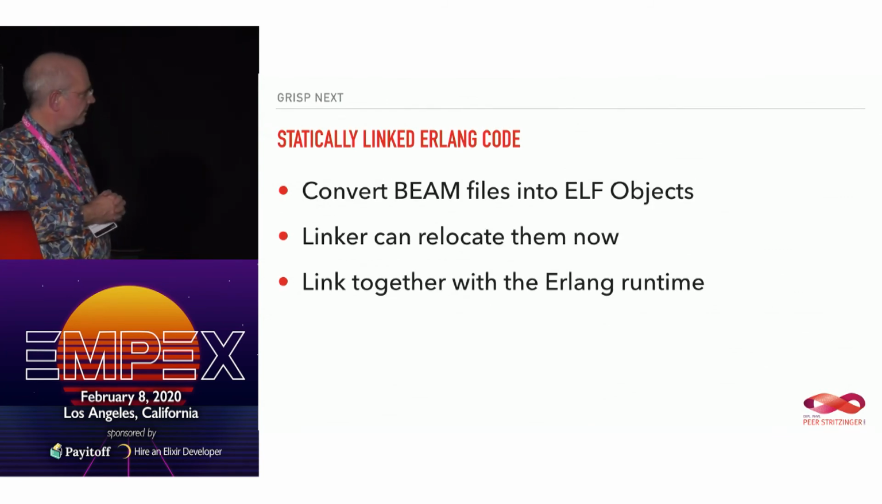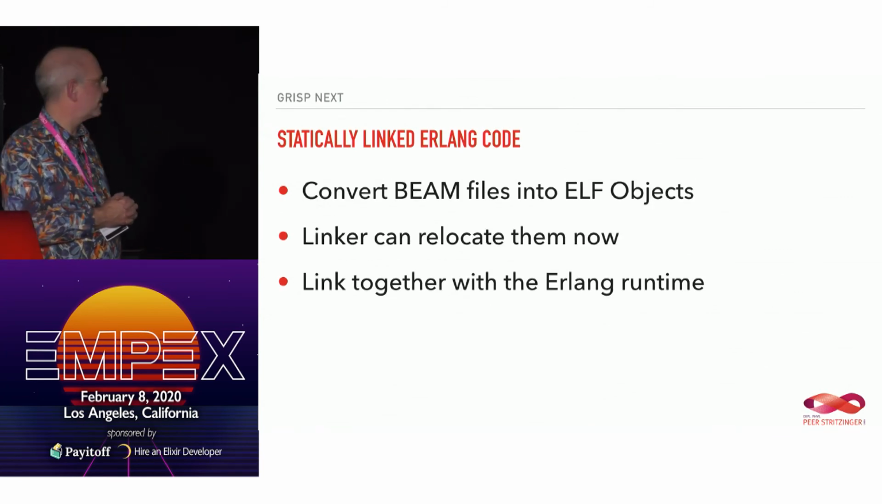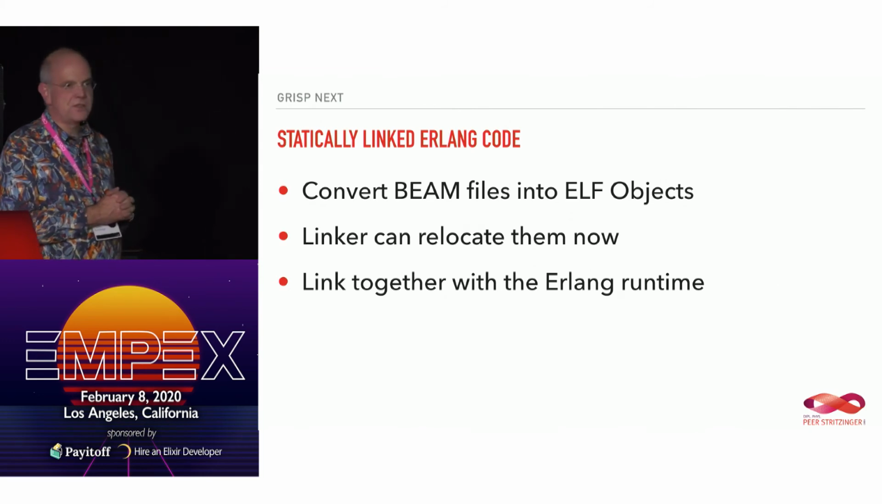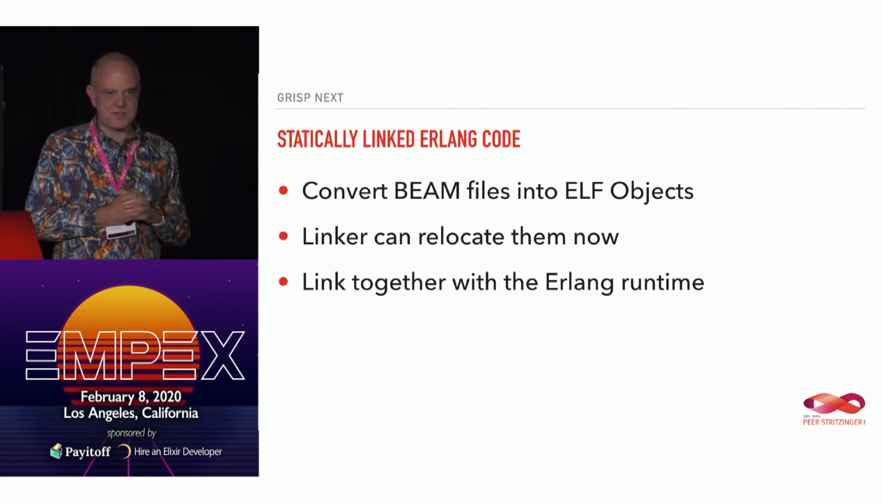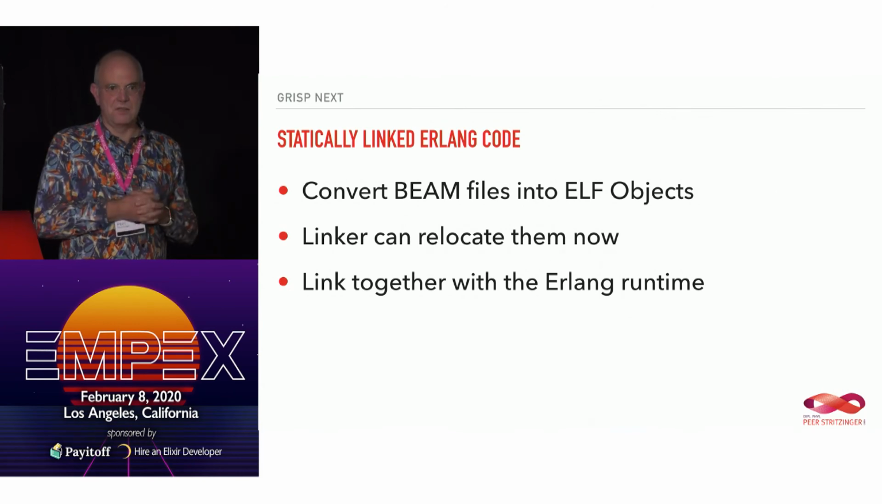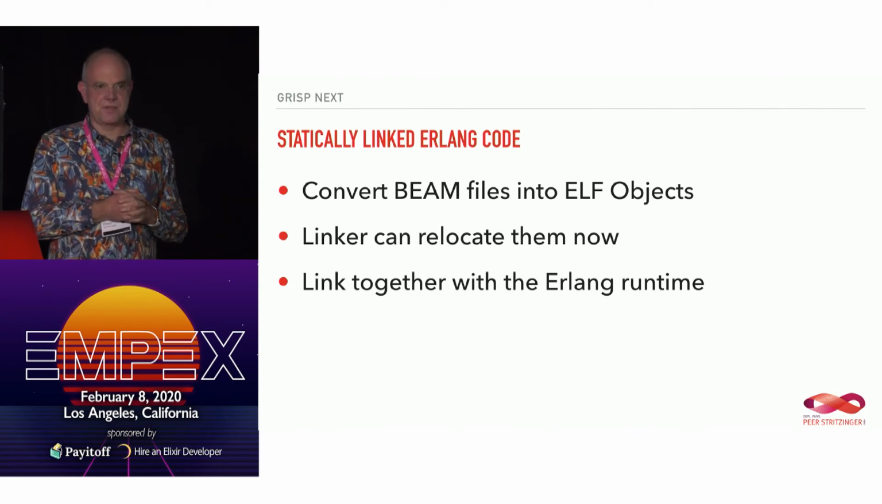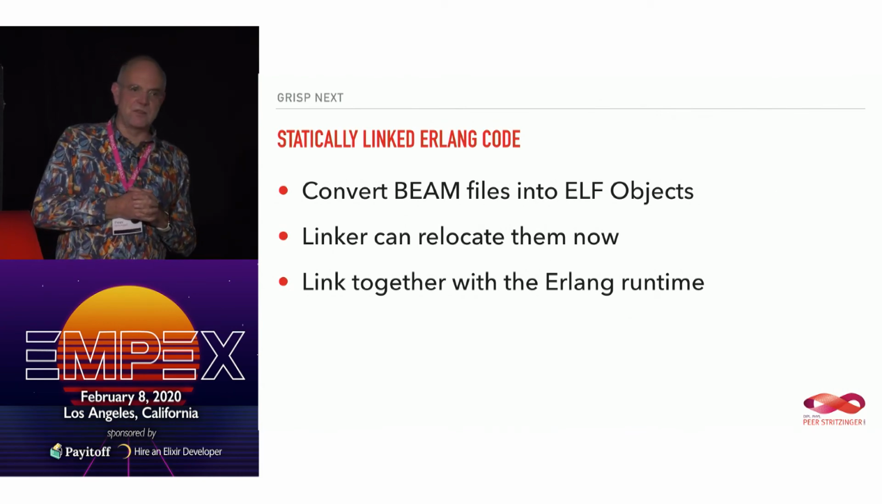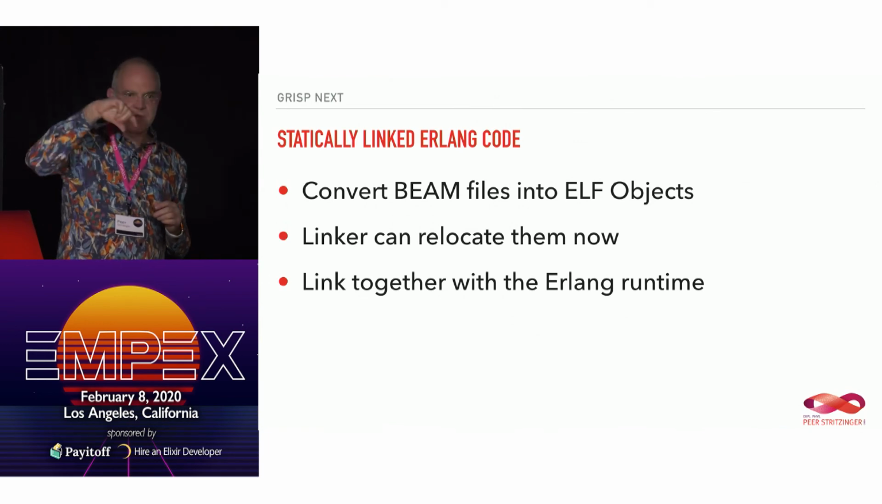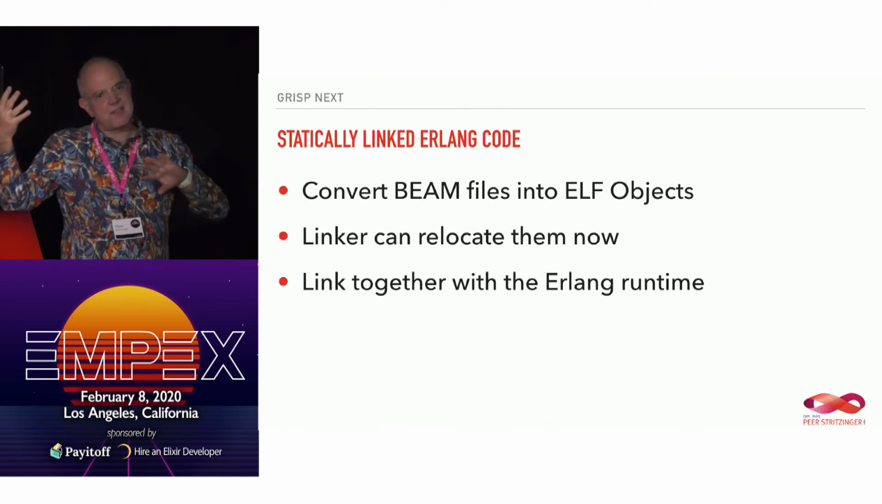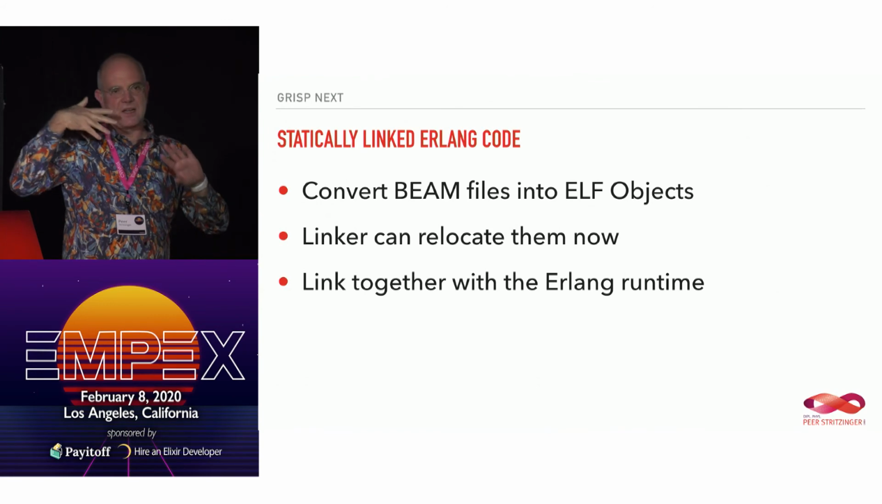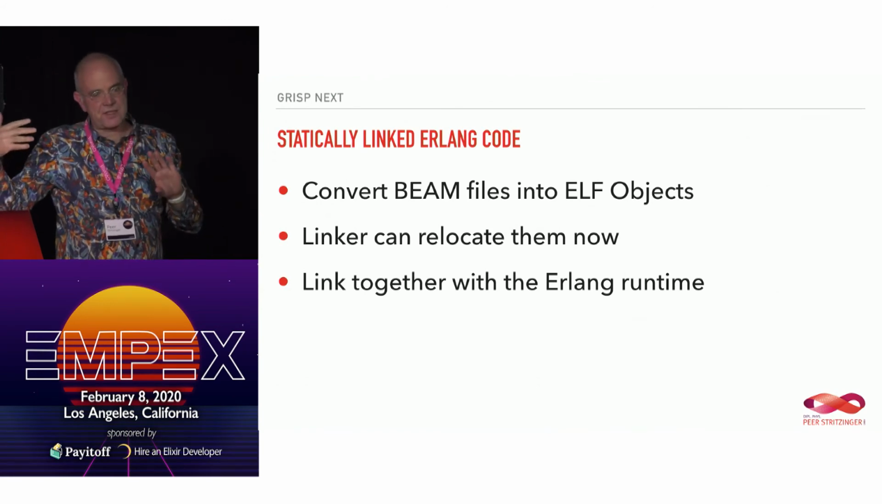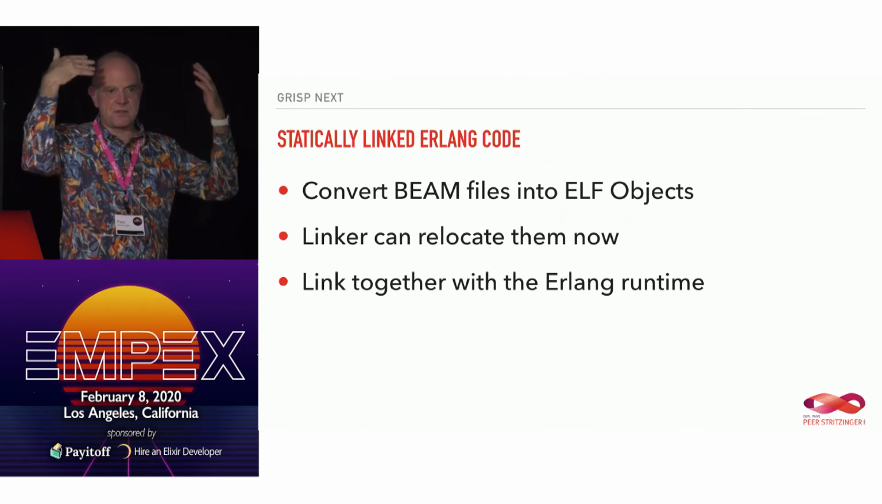So the idea, and that's an ongoing project, is to convert the beam files into ELF objects. Because an ELF linker, a normal linker, can actually relocate stuff. There's a relocation table in there, and we basically need to extract all the relocation information of partially loaded beam files and make an ELF relocation table out of that, and then a normal linker can relocate it to any place in memory.